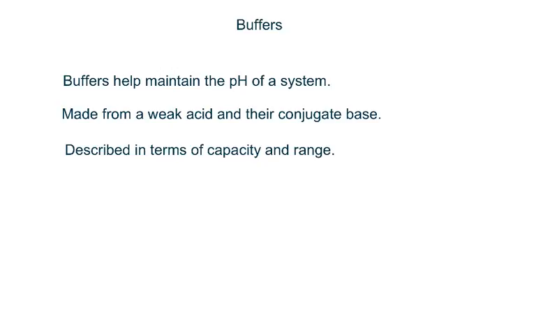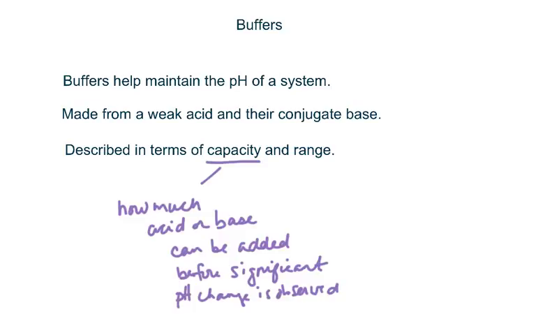They can be described in terms of their capacity, buffer capacity, and range. The capacity is just describing how much of the acid or base can be added before we start to see pH changes occur. So with a buffer, it's supposed to keep the pH change constant.